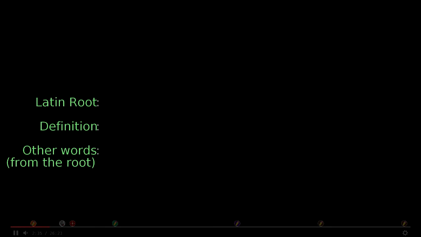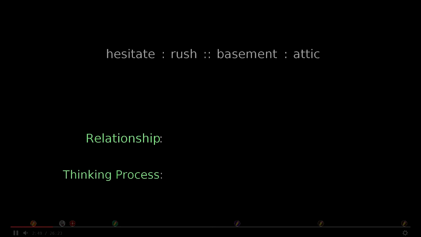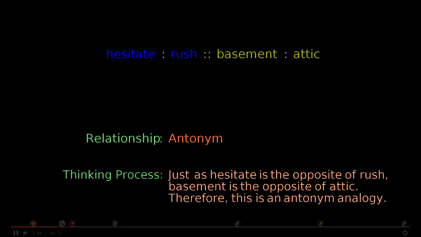Etymology: word history of hesitate. Latin root: hesitare. Definition: to be stuck. Other words from the root: hesitant. Analogy: hesitate is to rush as basement is to attic. Relationship: antonym. Thinking process: just as hesitate is the opposite of rush, basement is the opposite of attic. Therefore, this is an antonym analogy.